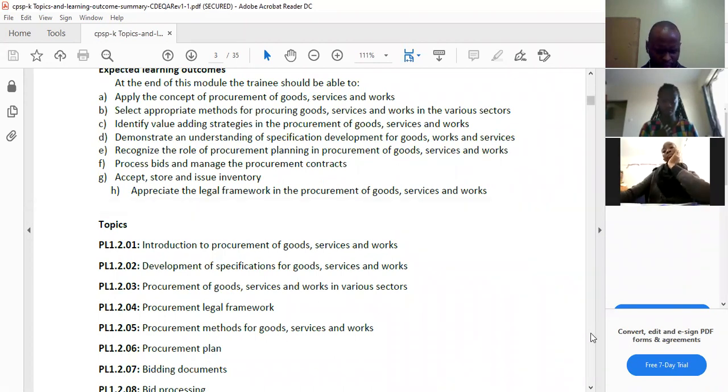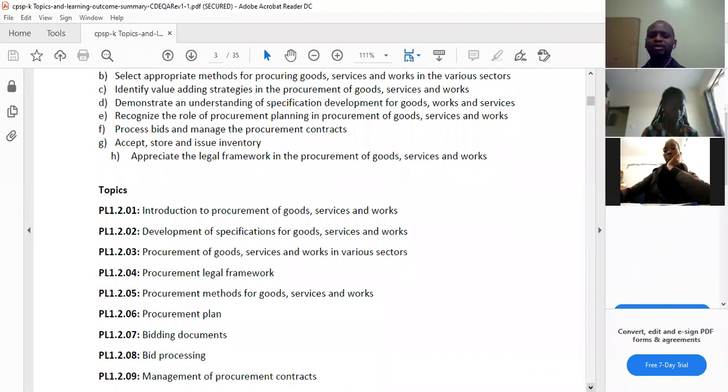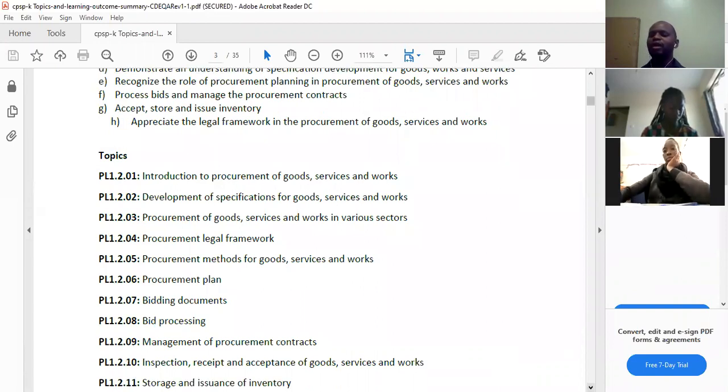Then we shall also be talking about some of the methods of procurement of goods, works, and services. One of the common methods in procurement is open tendering, where every person is given a chance to bid for a particular tender. The other procurement methods are always referred to as the alternative procurement methods, but the most common one is open procurement. So when we reach that topic, we'll be able to talk more about that. Then we shall also be talking about procurement plans. For procurement to be successful, there must be plans in place.